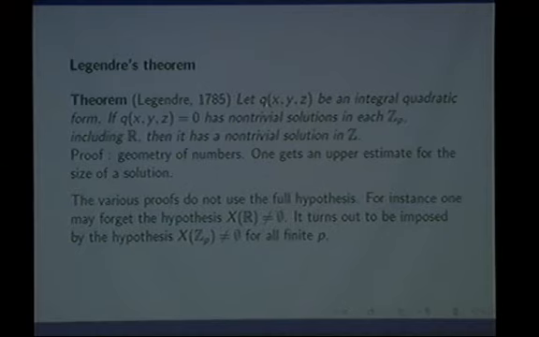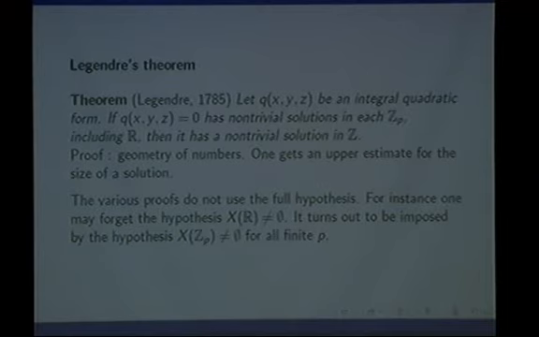So you take an integral quadratic form q of x, y, z. If you want, you think simply of ax squared plus by squared plus cz squared equals 0. Okay? You can think of it in diagonal terms. If the equation has a solution in each Z_p, including the reals, then it has a non-trivial solution in Z. So you just have to look at congruence conditions, and in fact finite ones, as I said, and then you can decide whether there's a solution in integers.